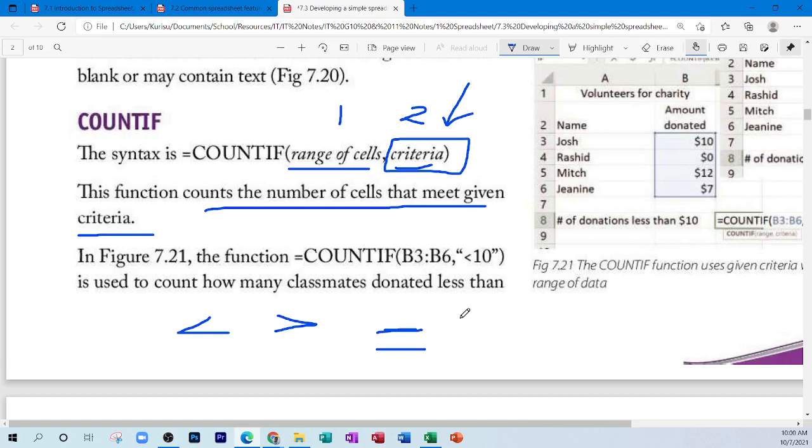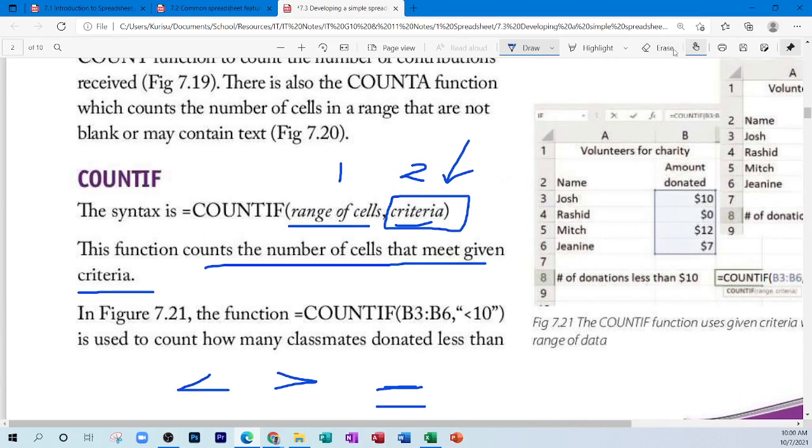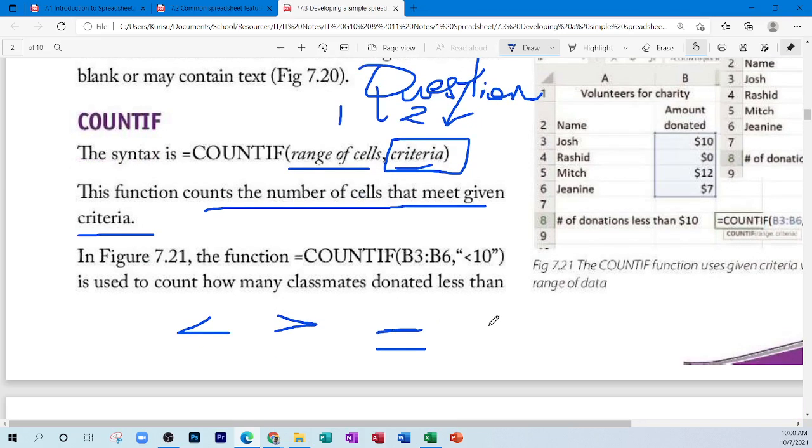So whenever you think of criteria, I want you to think of the word question. What is the question you are asking? The question is usually going to be, is something less than something? Is something greater than something? Or is something equal to something? Or it can also be another one.